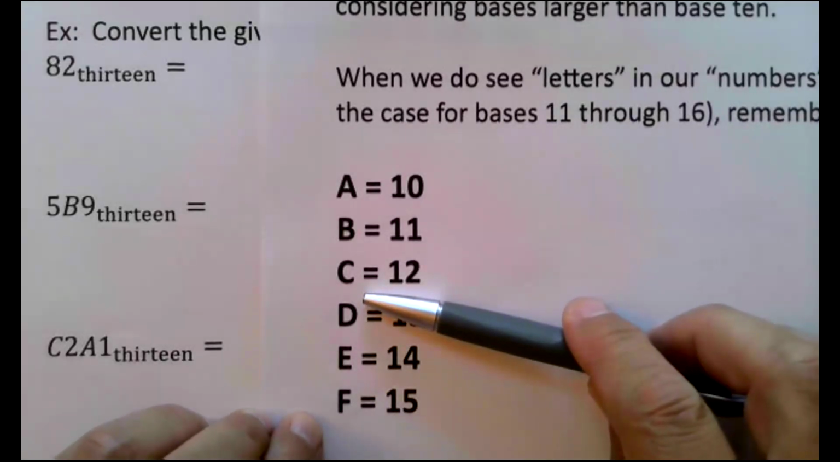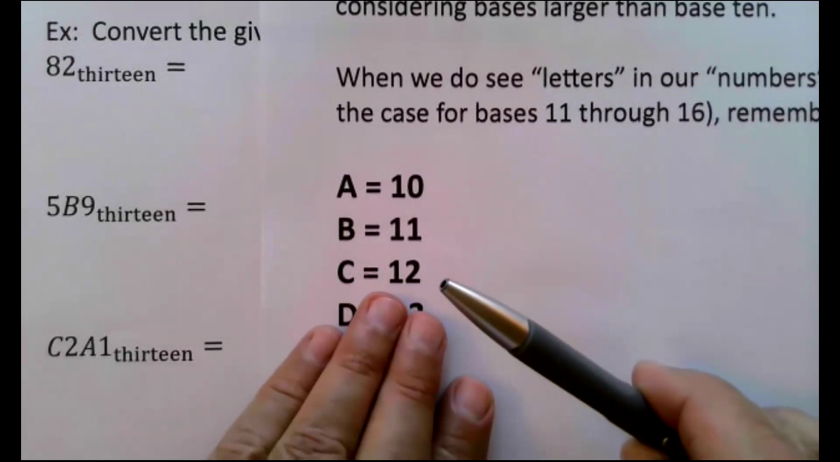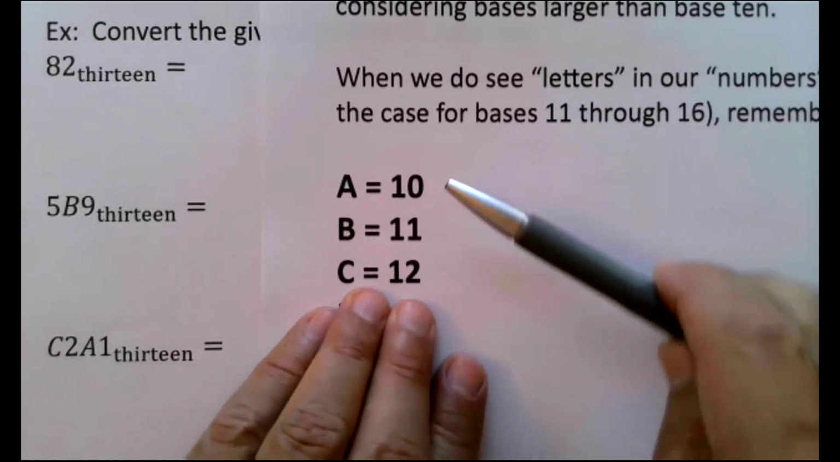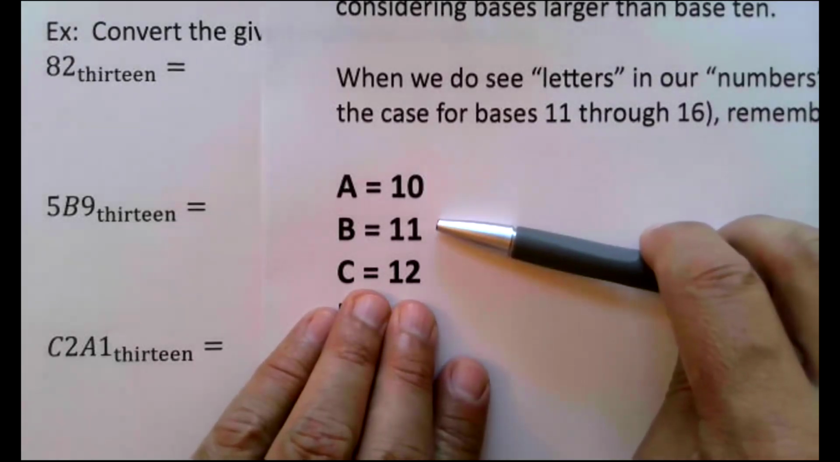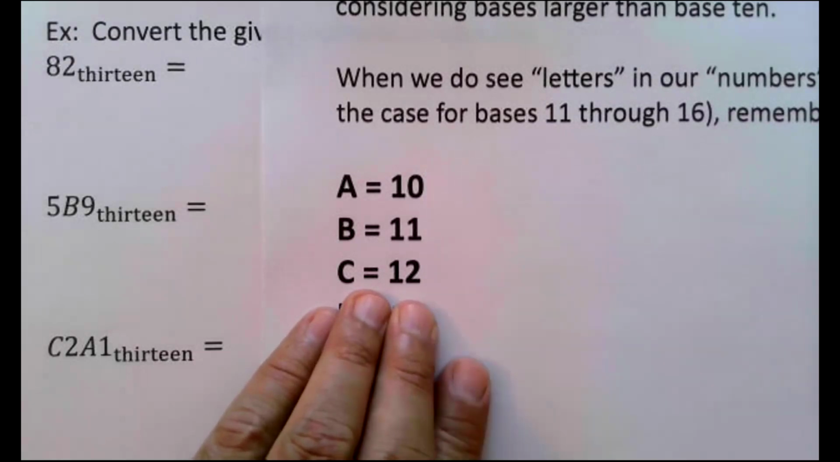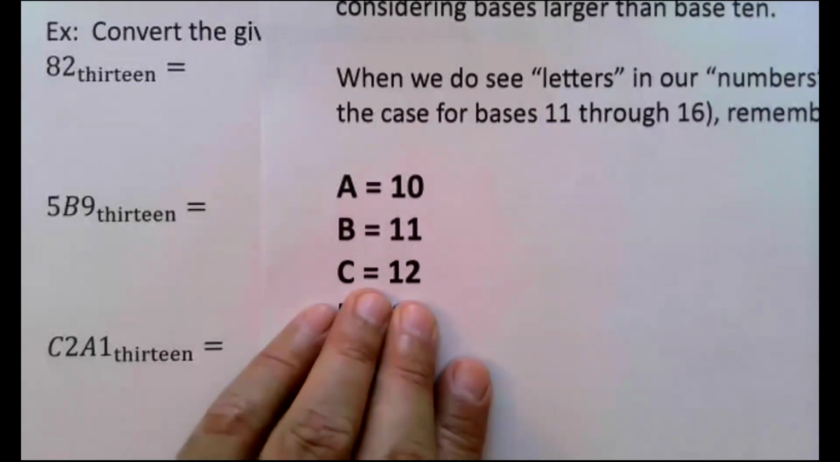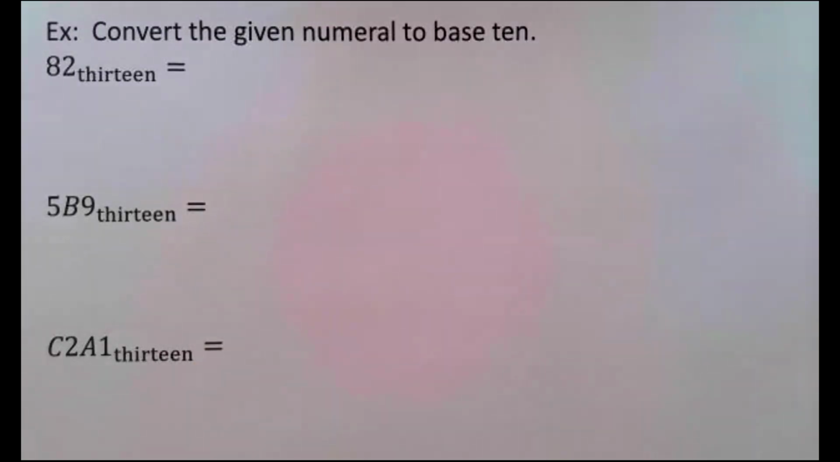In base 13, we only use A, B, C, so we will not be using D, E, F. But in base 13, when you see an A, it will be 10. When you see a B, it will be 11. When you see a C, it will be 12. And then 13 would be the first double-digit number in base 13.